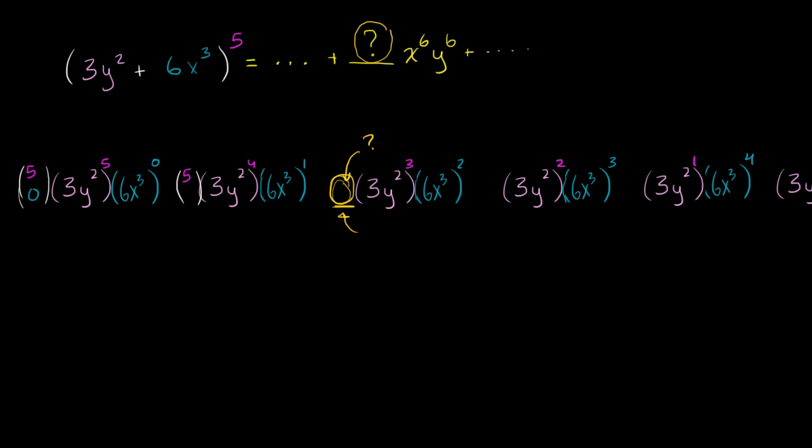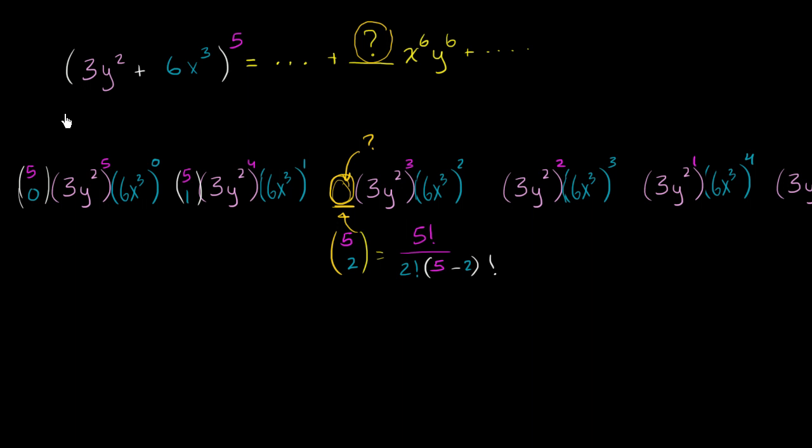So this would be 5 choose 1, and this one over here, the coefficient, this thing in yellow, is going to be 5 choose 2. Now, what is 5 choose 2? Well, that's equal to 5 factorial over 2 factorial times 5 minus 2 factorial. So let me just put that in here. Times 5 minus 2 factorial.